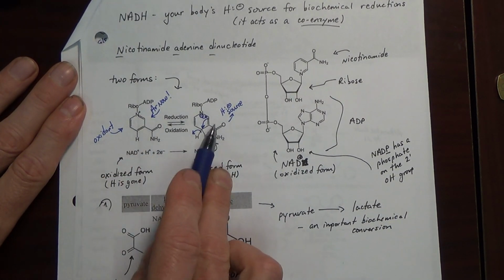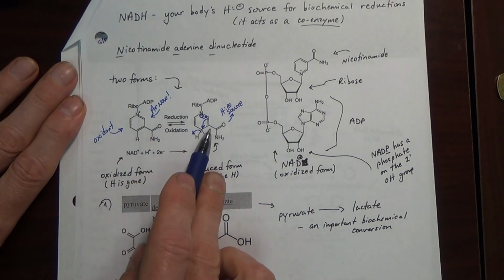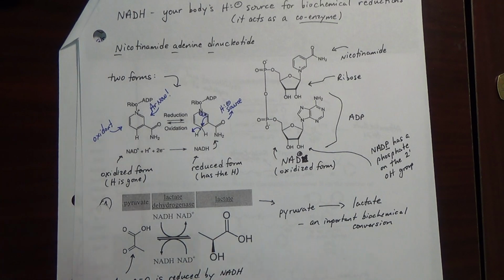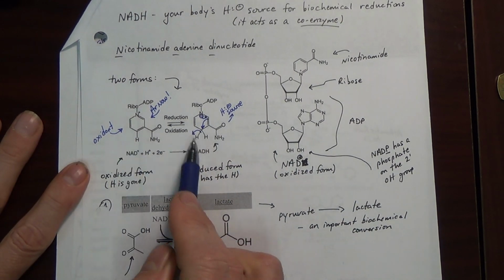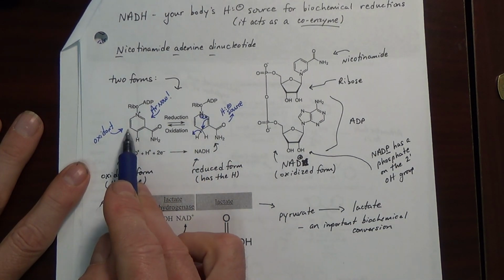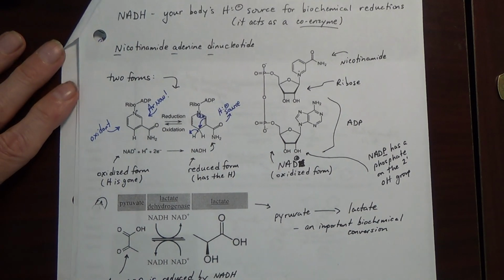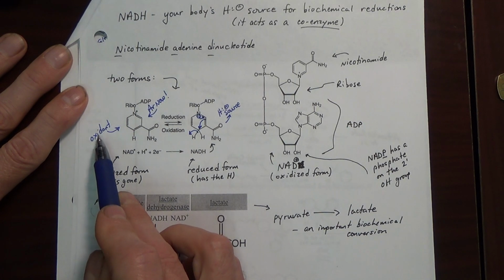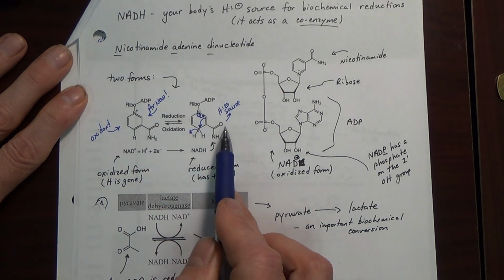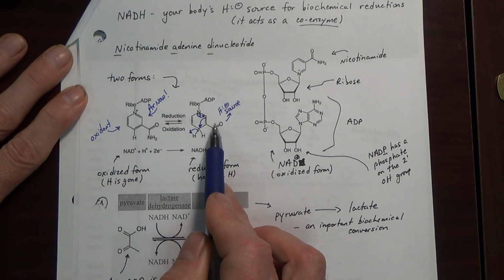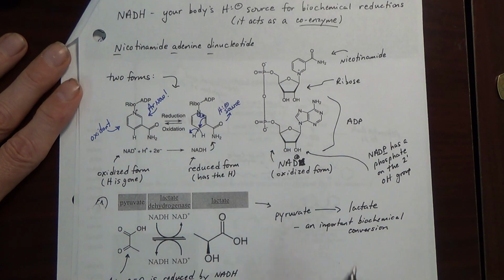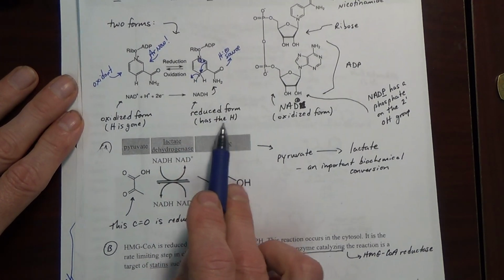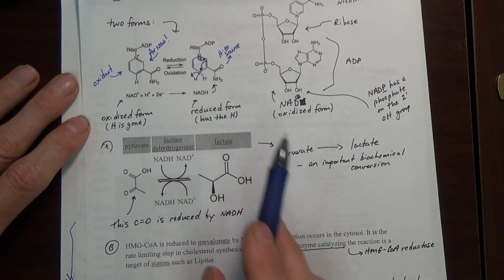Now if we go from here to here, that's a reduction because we added an H. Remember, anytime you add H's, that's considered a reduction. If we come this way, we're removing an H. That would be an oxidation. But the oxidized form acts as an oxidant. The reduced form acts as a reducing agent. The reducing agent has the H. It's in the reduced form.